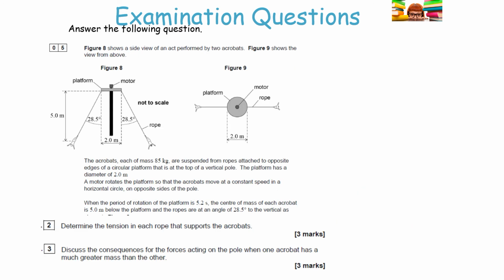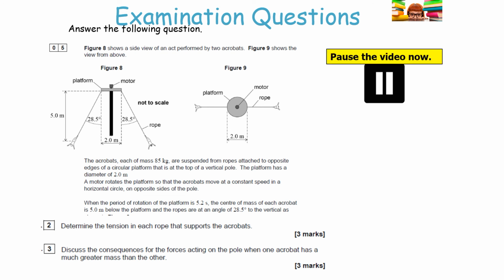Right, next question. Determine the tension in each rope that supports the acrobats, and then finally discuss the consequences for the forces acting on a pole when one acrobat has a greater mass than the other. So pause the video now, then unpause the video when you want to go through the answers.